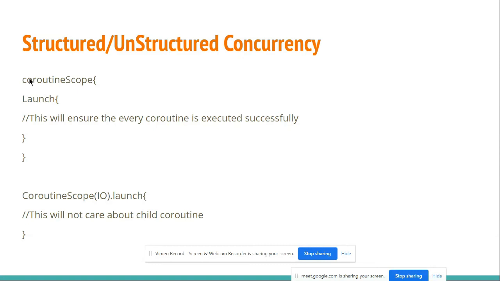If we use the small coroutineScope, it will take care that each and every coroutine successfully completes its task. It takes care of everything that is inside this block. So if we use the capital CoroutineScope, this is unstructured concurrency. If we use the small coroutineScope, this is structured concurrency. It will take care that each and every child coroutine is completed. After that, we will get the final result.